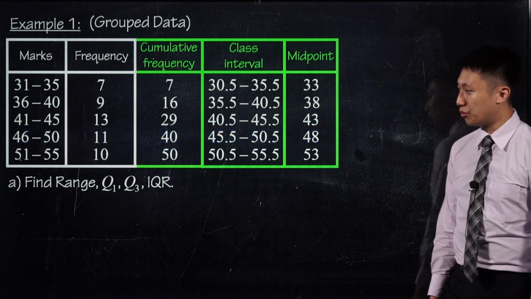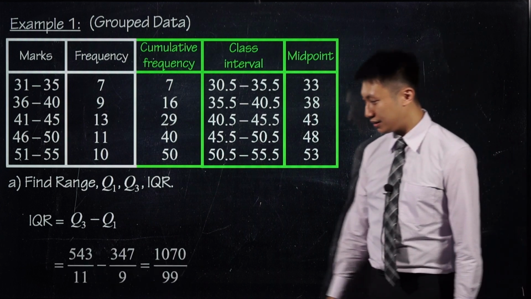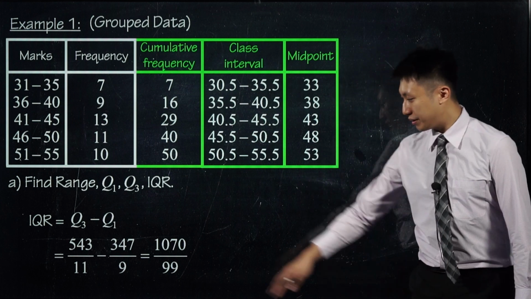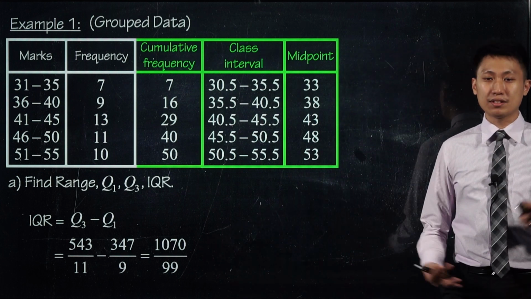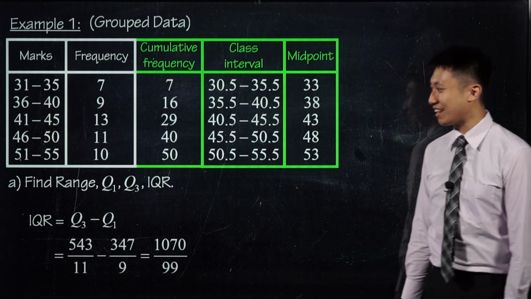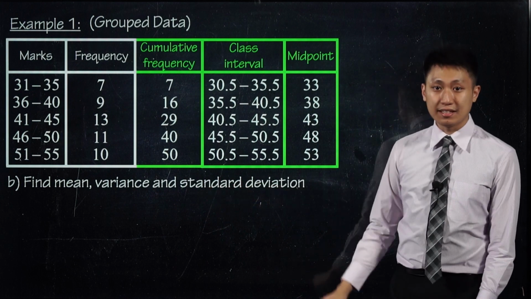Alright, let's move on to the next one. IQR. IQR is very simple. The things that we found just now, we just subtract them. Okay, then we get this answer. So if you get the first two correct, then this one definitely will be correct, right? Okay, that's too simple. Find mean, variance, and standard deviation.